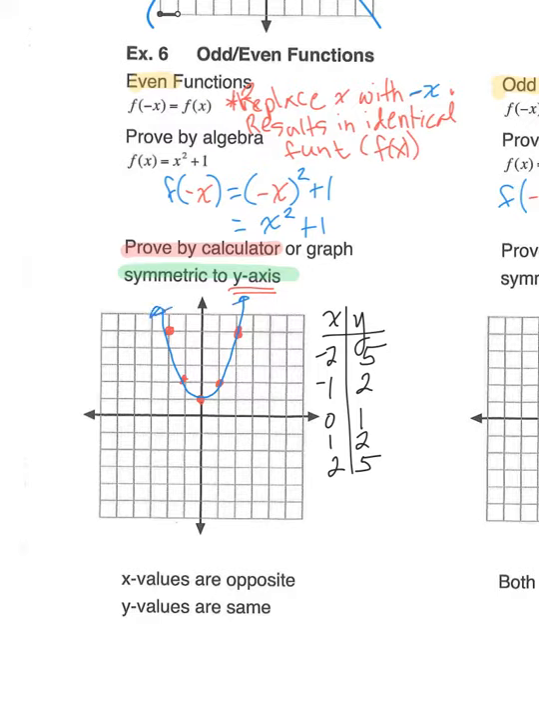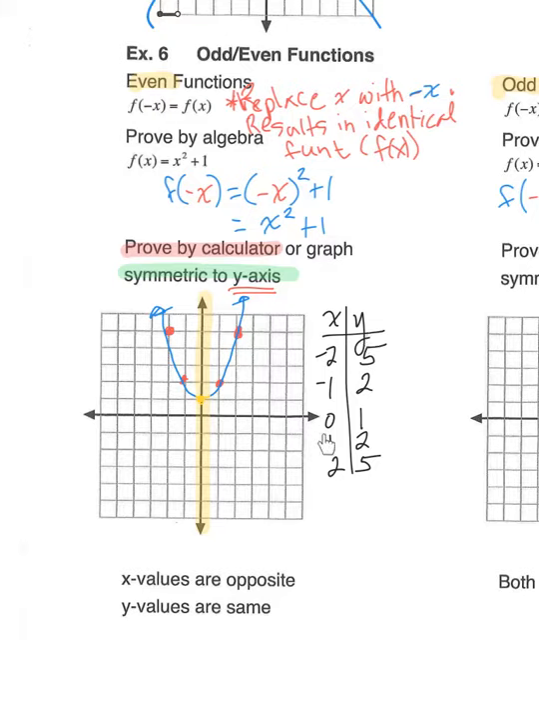Now, if I had been looking at the graph only, I could determine that this graph is even because look at the y-axis. Does the y-axis cut this graph into perfect halves? This half is a mirror image of this half. So see, because of that symmetry, it's an even function. You can also look at your table of values. Notice that your x values have opposite signs, but your y values are the same.